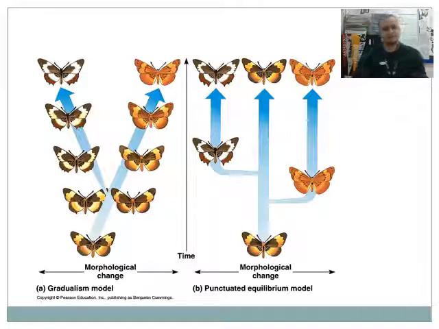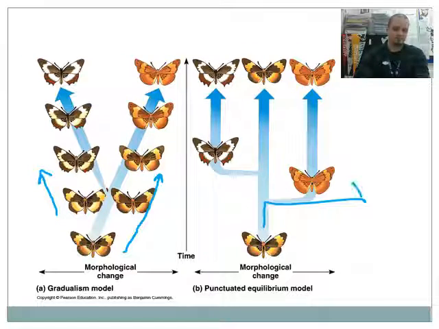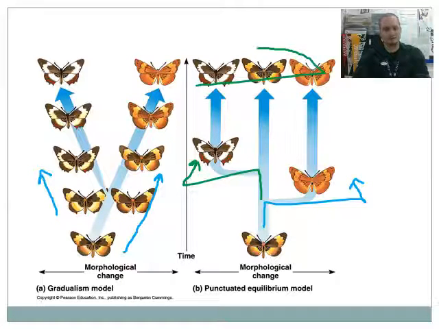So, like I said before, on the left here, we have gradualism. So as you can see, many small changes that eventually lead to two separate species. On the right here, we're talking more punctuated equilibrium. So, same, poof, different. Then it keeps going same, poof, different. So in the end, we have 3 separate species.